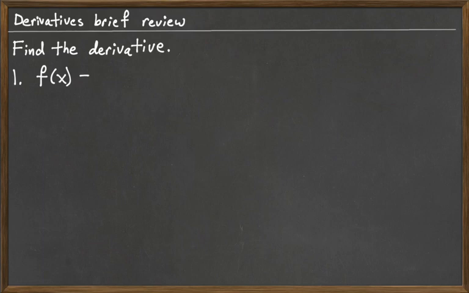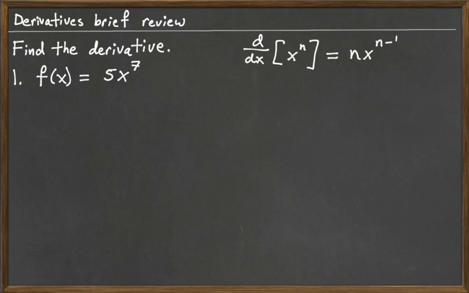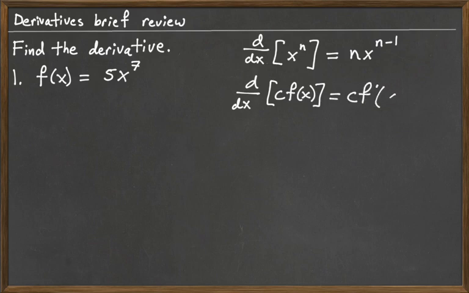So first thing we're going to take the derivative of is 5x to the 7th. There's two derivative rules. One is the power rule, which is the derivative of x to the nth power. The rule there is to bring down the exponent n as a factor and then subtract 1 from the exponent. The other rule that we're going to use here is if we have a constant times a differentiable function f of x, when we take the derivative, it is simply going to be the constant times the derivative of f of x.